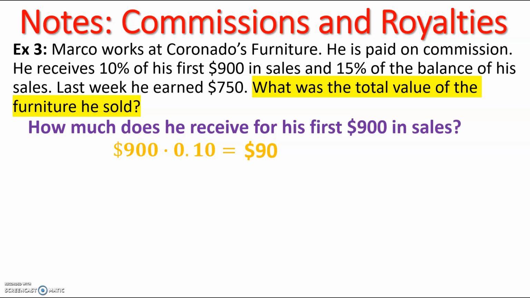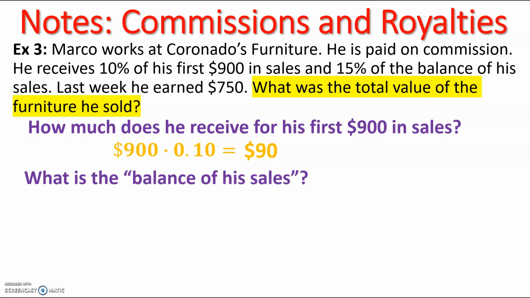The next question we ask ourselves is, what is the balance of his sales? Well, in this case, they do not tell us how much he sold. That's what we're trying to figure out. So let's let the total sales be equal to the variable x. The balance of his sales would then be the difference between x and the $900.